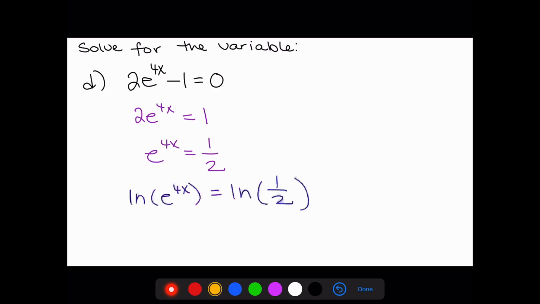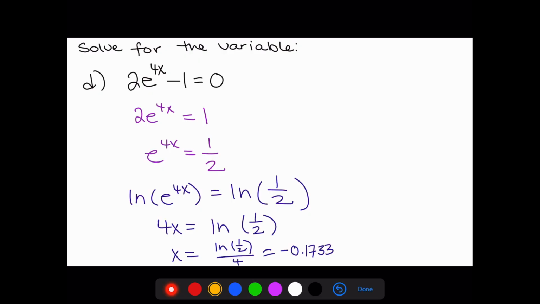So I take natural log of both sides, and once again, natural log and e to a power, those are inverse operations. They undo each other. So when you take natural log of e to the 4x, you can almost think of it as the ln and the e cancel each other out, and you're just left with the 4x. So now we've got 4x equals ln of 1/2.